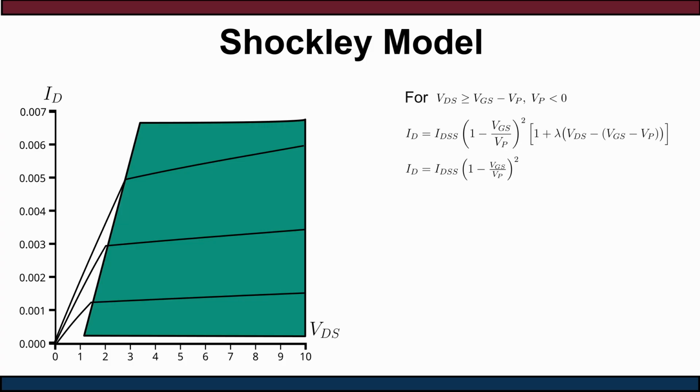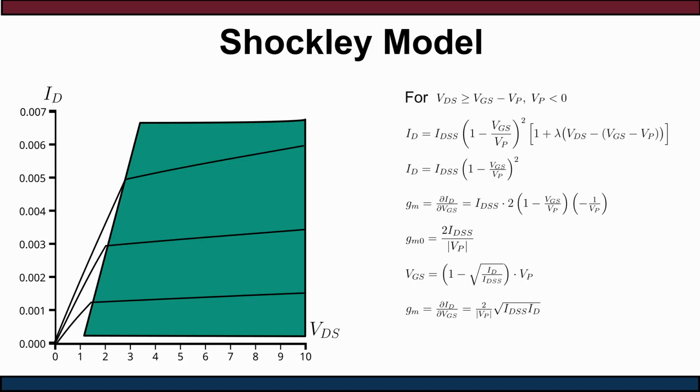If we return to small signal parameters, we can derive transconductance from the Shockley equation. Differentiating the expression for drain current with respect to VGS, we get the following expression for transconductance. At gate source voltage equal to 0, we get the maximum transconductance. Solving the Shockley law for VGS and substituting gives the widely used current-based form. The output conductance arises from channel length modulation. We can derive it in the same way.